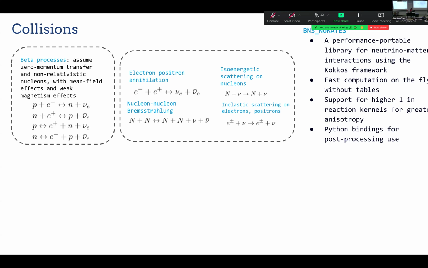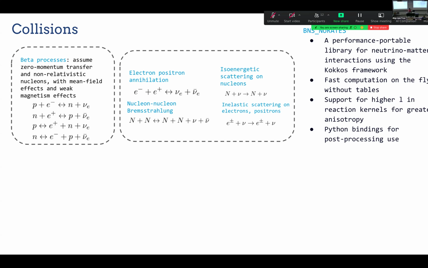So not only is this good for an M1 type approach, but we also are planning to support a full Boltzmann kind of approach where you have all the angular information that is available, and hopefully you have more accurate opacities. New Rates also has support for a Python interface, and this is something that we have used for post-processing BNS runs, so it can work in a variety of scenarios.